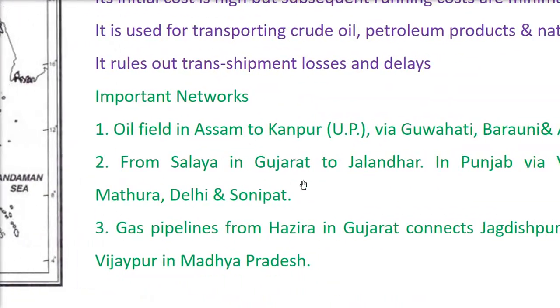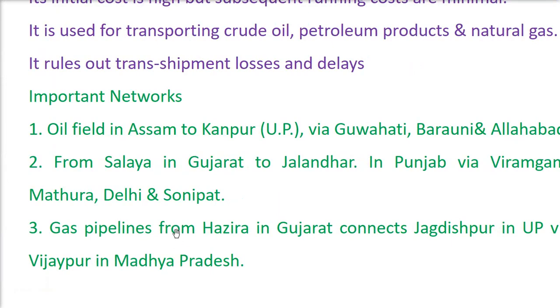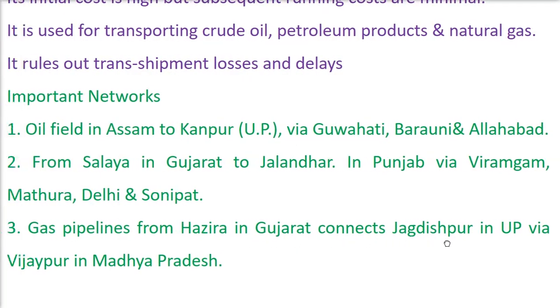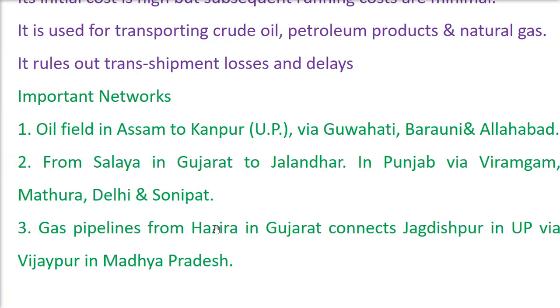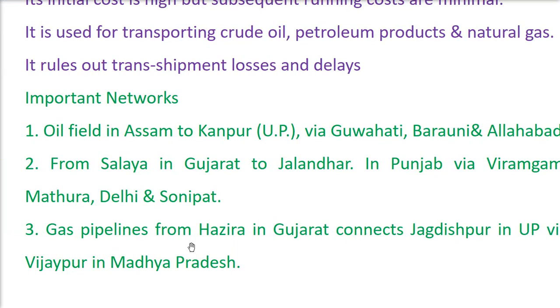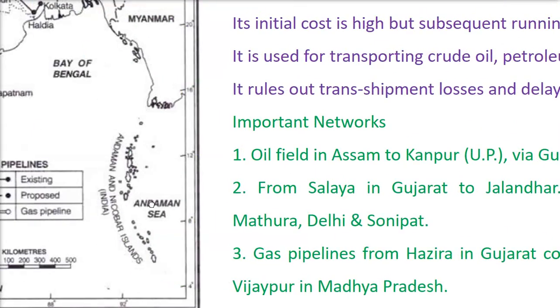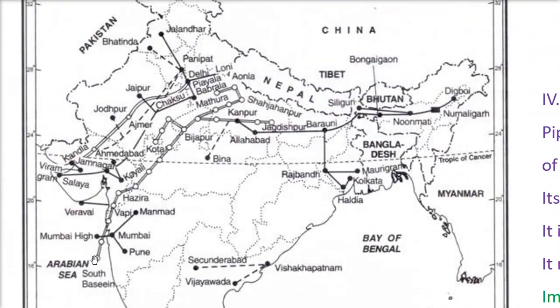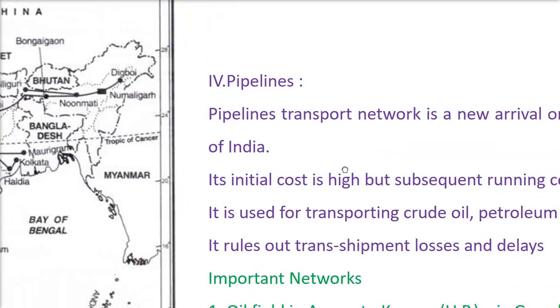The third one is the important one, which is for sending natural gas. This is the gas pipeline from Hazira in Gujarat that connects Jagdishpur in UP via Vijaypur in Madhya Pradesh. That is why it is called HVJ, the Hazira Vijaypur Jagdishpur pipeline. So here we have Hazira. It starts from Bombay High, and this is Hazira, and then it goes to the places I just told you about, right? So this is a very important pipeline as far as natural gas is concerned.